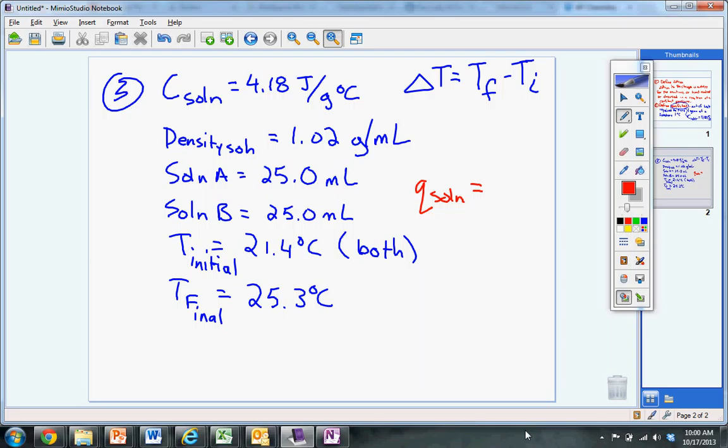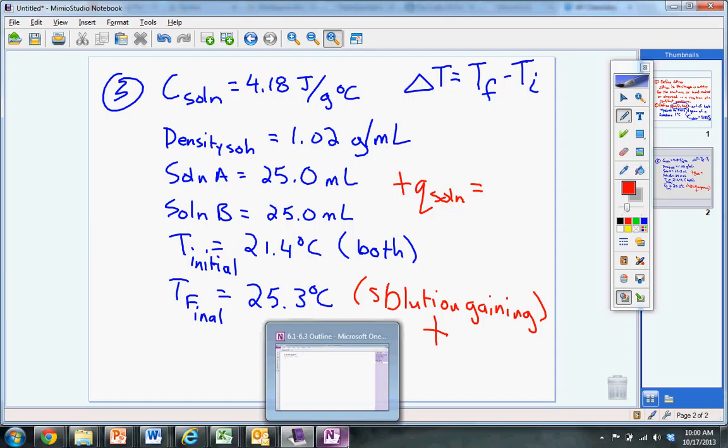Now, is the solution gaining heat or losing heat? All right, so we know right here that the solution is gaining. And whenever we have something that gains, how do we represent it? Positive or negative? Positive. All right, so this is technically a positive Q of solution. You don't need to put that, but maybe it will help you understand.